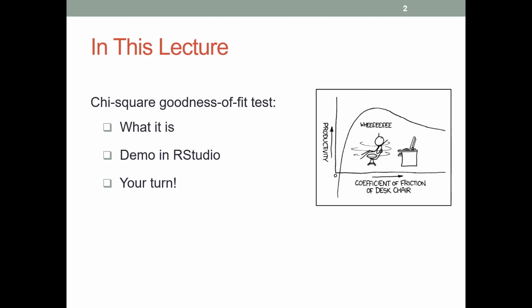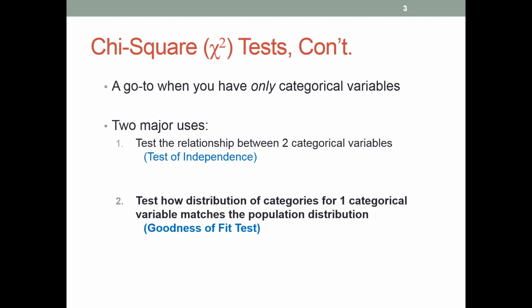So let's get started. You're already familiar with this slide. So now you know that we are going to be on the second part of the chi-square tests series, and you will be testing how the distribution of categories for your variable matches a particular population distribution. So this is a goodness of fit test.